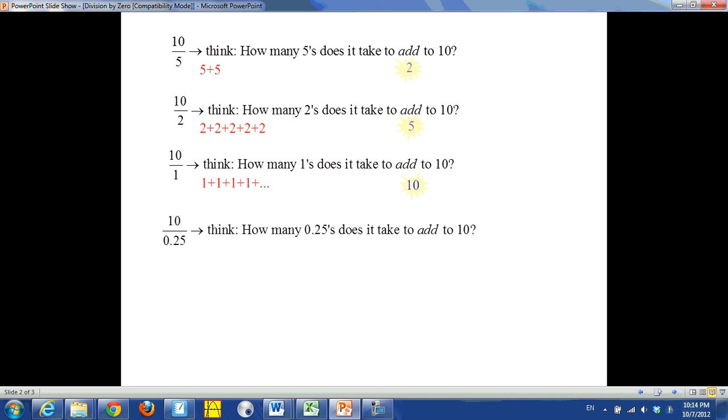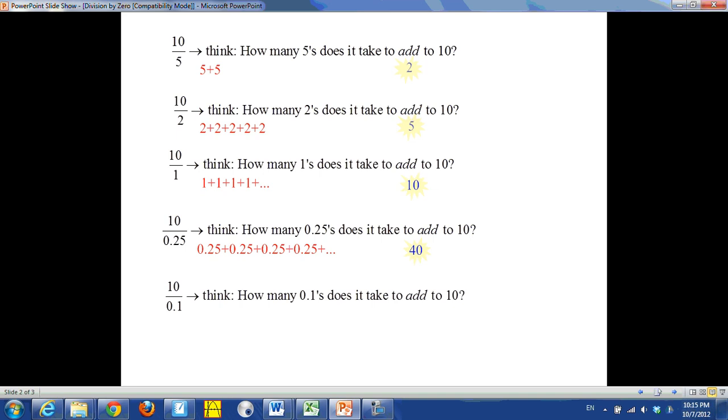Well, how many 0.25s or quarters? How many 1/4ths does it take to make it to 10? Well, that's a little trickier question. How many 1/4ths does it take to make it to 1? Well, what we have right there, 0.25 plus 0.25 plus 0.25 plus 0.25, that would be 1, right? I hope you realize. And if 4 of them make 1, then to make 10, in 10, there would be 40 of them.